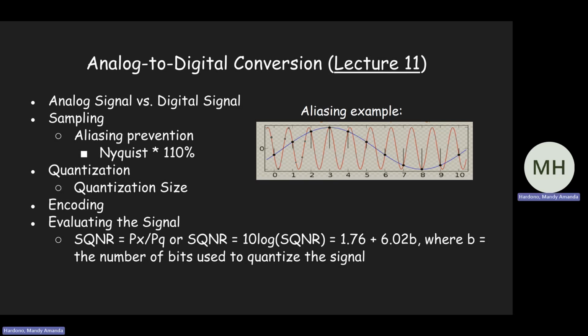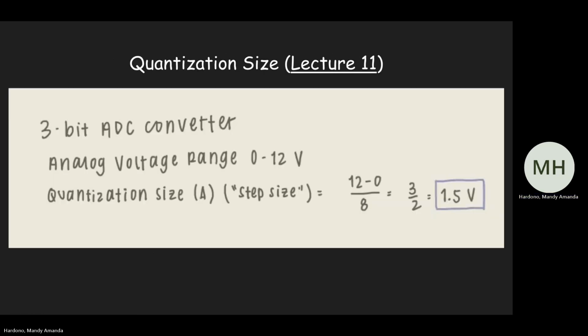Because we're getting into the quantization part, we also want to look at the quantization size, so your step size between each output level. So let's say you have a 3-bit ADC. The number of levels that you will have will be 2 to the power of n, where n equals 3. So 2 to the power of 3 is 8. That's the number of different discrete values that your conversion will take.